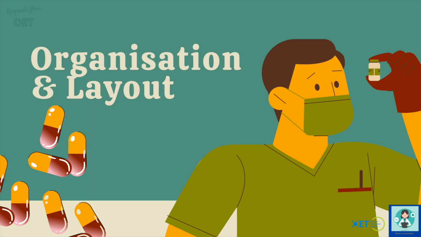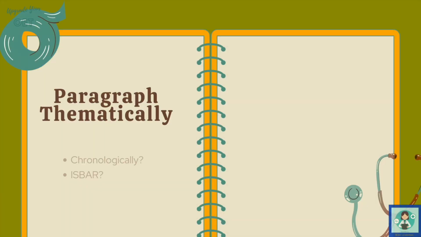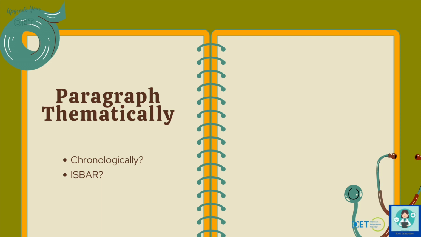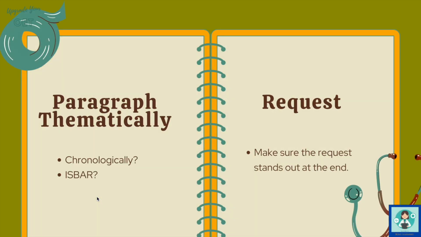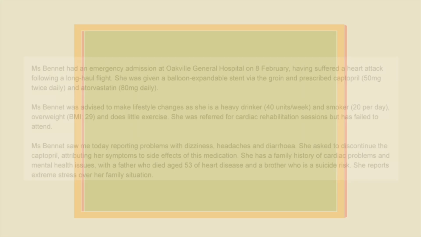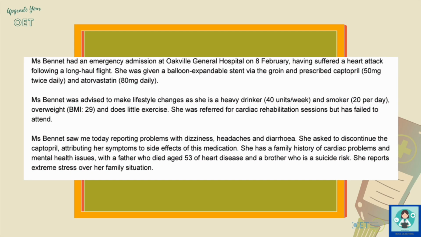And so we come to organisation. Is the information chronologically presented? Is it ISBAR? So I know some of you are familiar with that. How has it been presented? And how is the request really clear? So remember, these things are going to get you that 400. So let's go back to this. How has this been presented?